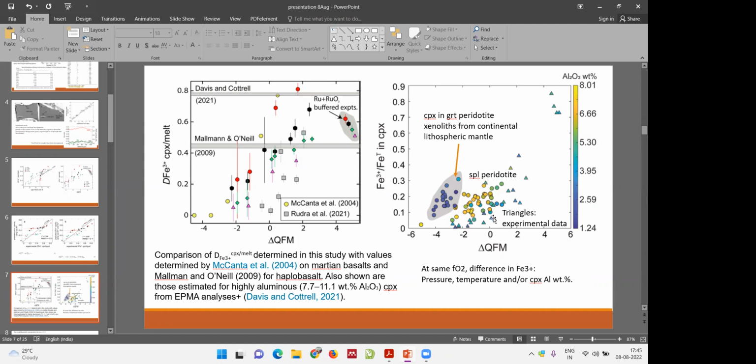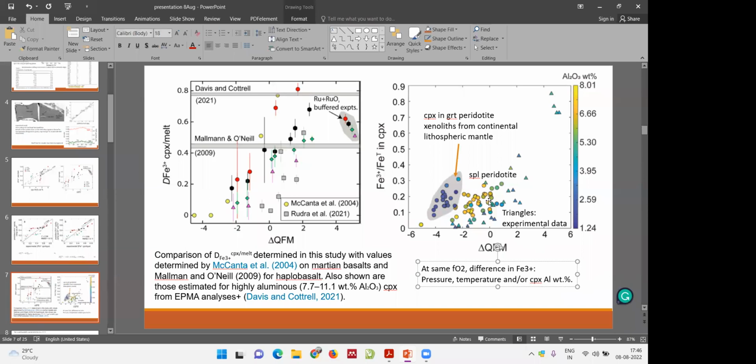Here, if we take similar kind of data, as expected, with an increase in oxygen fugacity there is a positive trend: the Fe3+ concentration increases with a change in oxygen fugacity, which is true for all the three types of samples, although they have different slopes, and we cannot compare them together. One possible reason can be the difference in pressure, temperature, or aluminum weight percent, like concentration of aluminum.